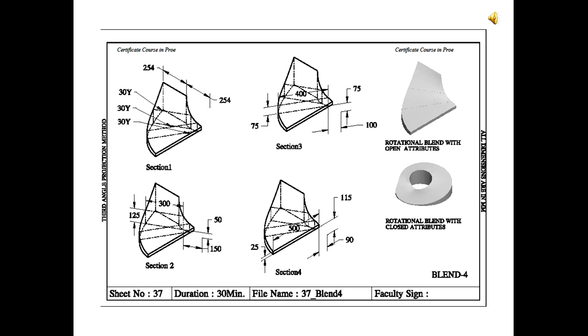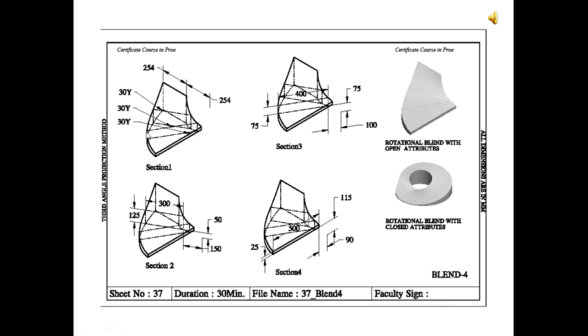The solid shown in the tutorial comprises four sections at an angle of 30 degrees about the y-axis. The first section is a square of 255 units side at a horizontal distance of 250 units from the 0,0 reference point. The second section is a rectangle of 300 by 125 units at a horizontal distance of 150 units and vertical distance of 50 units from the 0,0 reference point. Angle between section 1 and section 2 being 30 degrees.